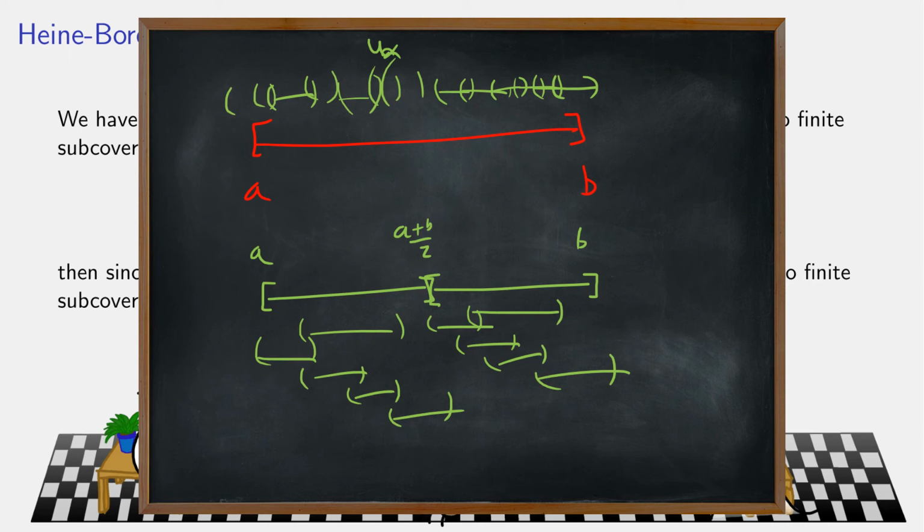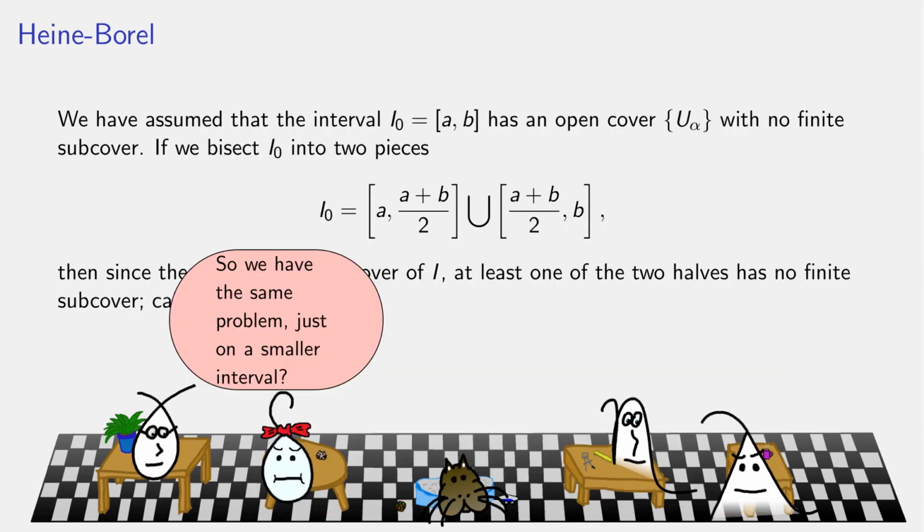So if one half can be covered with finitely many, then the other half certainly can't be. In other words, at least one half cannot be covered with finitely many of the U alphas. So from our original interval that didn't have a finite subcover, at least one half doesn't have a finite subcover. Which means we took our assumption that we had an interval with no finite subcover and concluded that half of it has this same property. So yes, it's the same problem on a smaller interval.